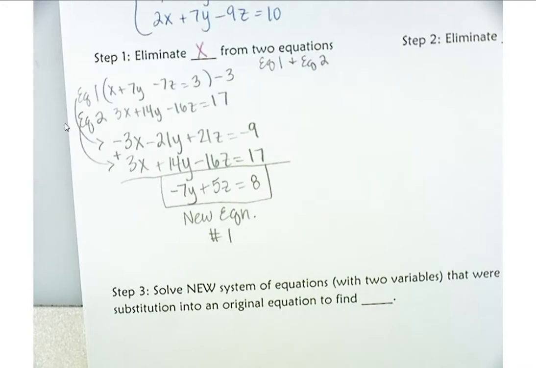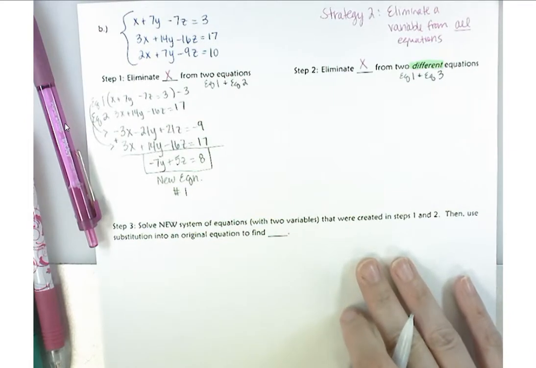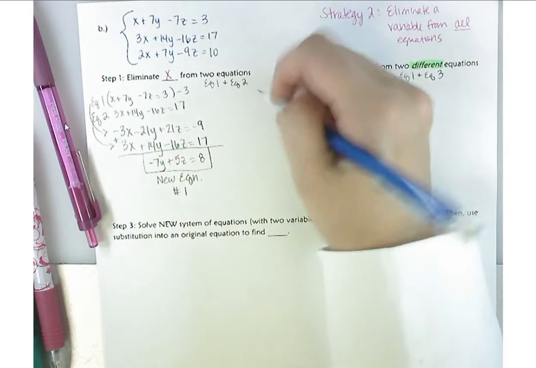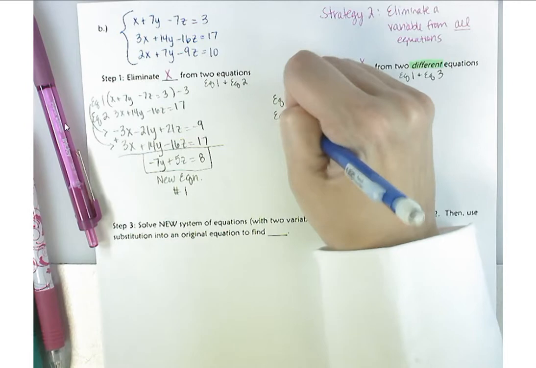Okay, I'm not going to plug it back into the system because I'm not trying to set up something that's triangular. This is a different strategy. So now I'm going to eliminate x from 2 different equations. So I chose equation 1 and equation 3.